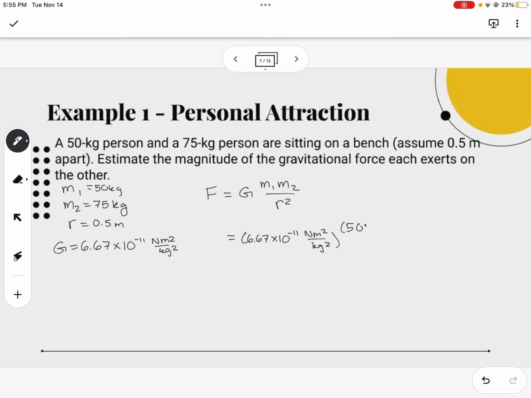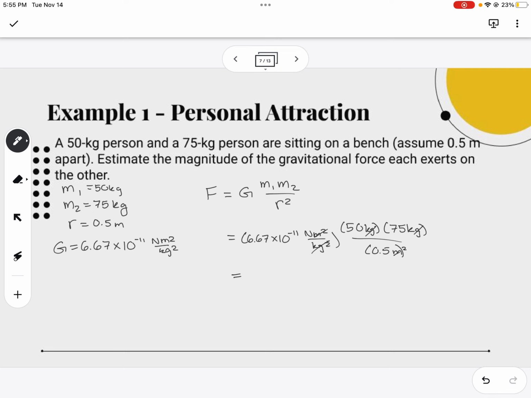Mass 1 is 50 kilograms. Mass 2 is 75 kilograms. All over 0.5 meters squared. And you'll see that your units are going to work out nicely here, right? Kilogram, that's going to cancel with kilogram squared. Down here, you're going to have meter squared. That cancels with meter squared. You're left with lovely newtons, okay?